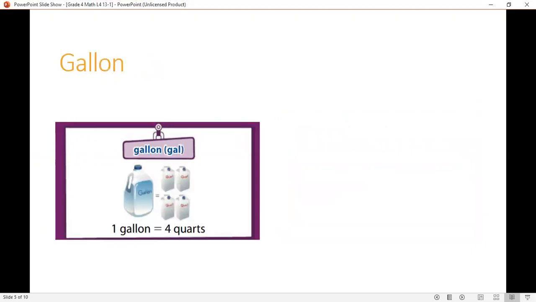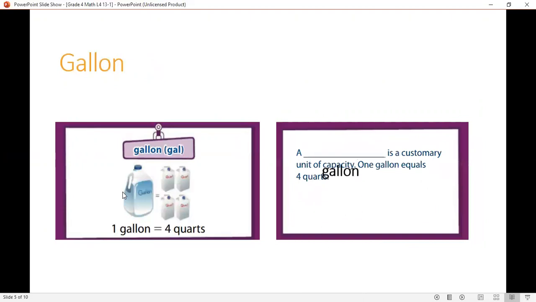A gallon consists of 4 quarts. So 1 gallon must therefore be roughly 4 liters, or a little bit less than 4 liters. A gallon is a customary unit of capacity. 1 gallon equals 4 quarts. So 1 gallon is roughly 4 liters. But if I look at the exact number, which means exactly, 1 gallon is exactly 3,785.41 milliliters.